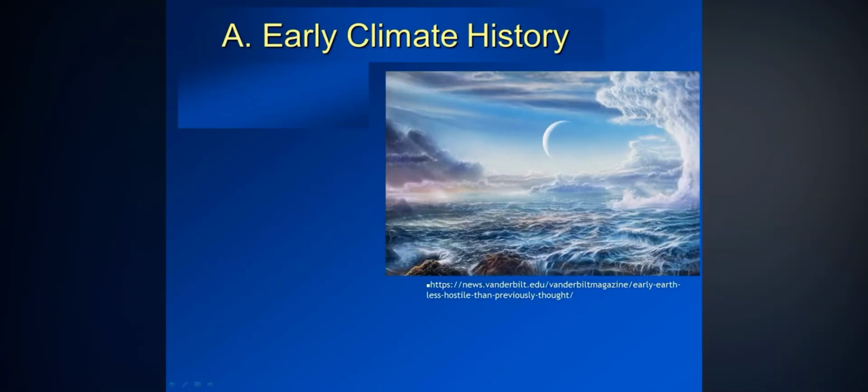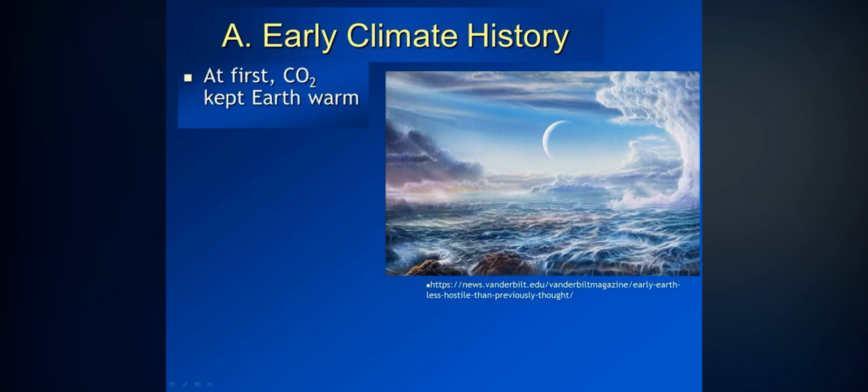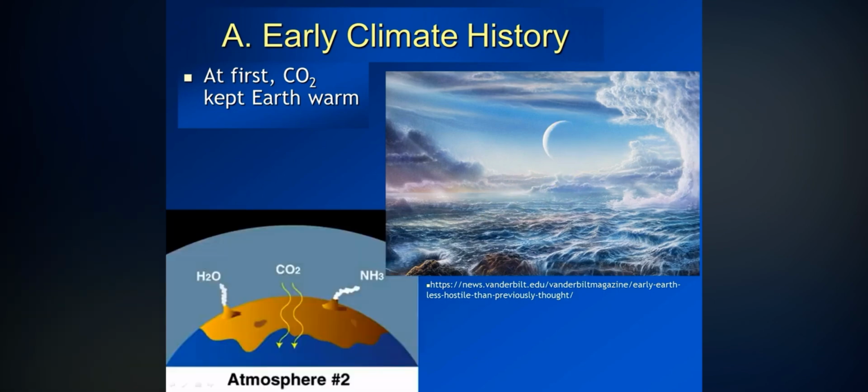So if we go way back 4.5 billion years ago, that would be the origin of the Earth. And the first atmosphere of the Earth had a lot of hydrogen in it, but that escaped back into space. And then the very early atmosphere had lots of carbon dioxide. And that carbon dioxide was keeping Earth warm. Remember that carbon dioxide is a greenhouse gas. And so with lots and lots of carbon dioxide, the Earth's atmosphere was trapping heat, even though the sun was not all that hot back in those days. It was a dim, young sun.